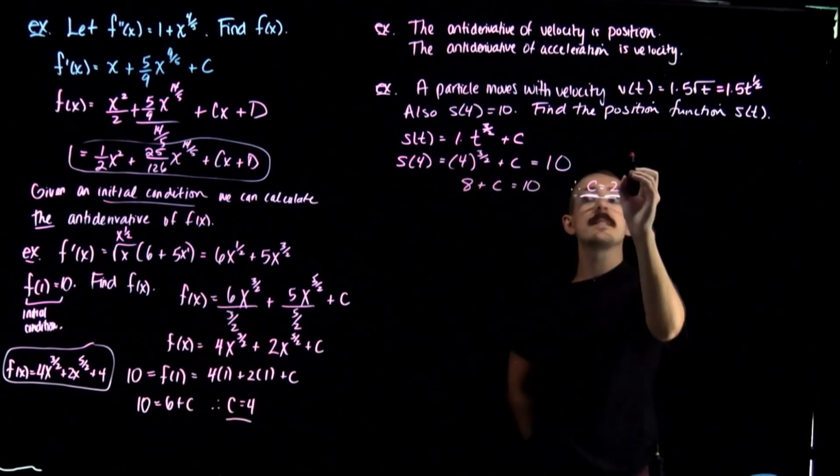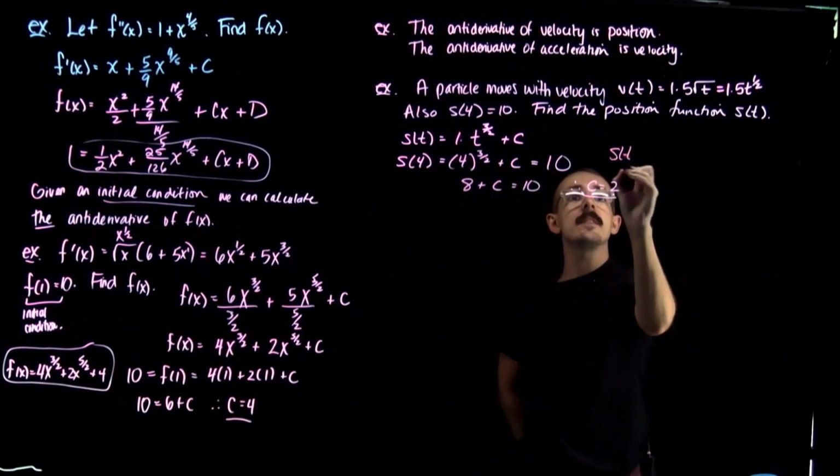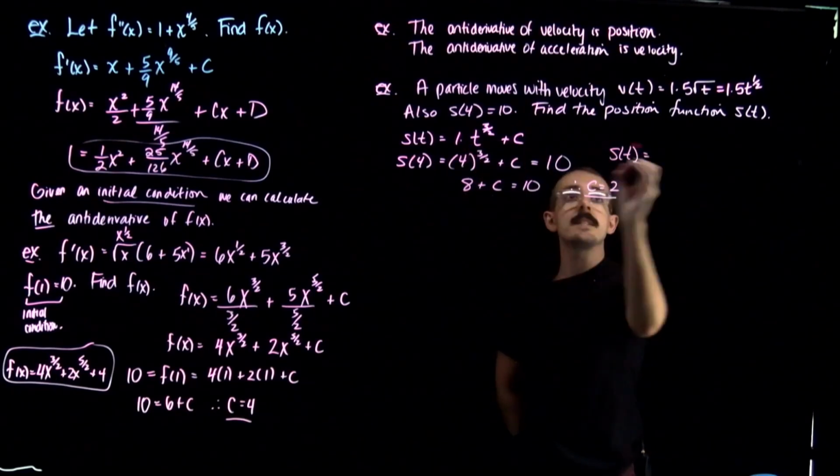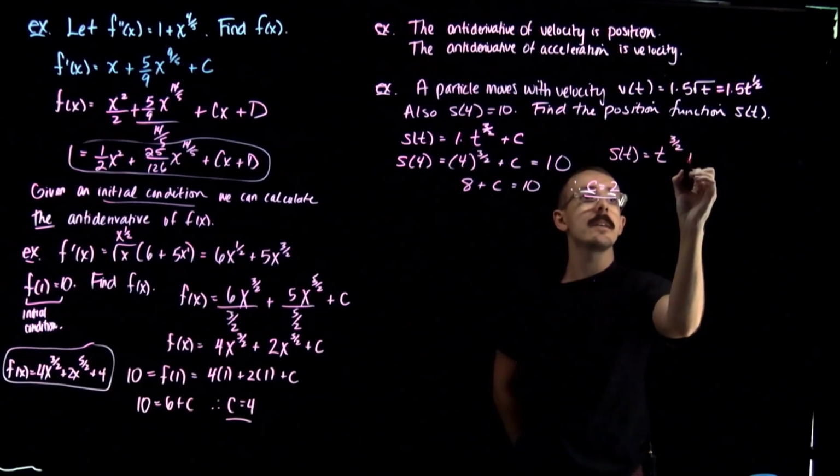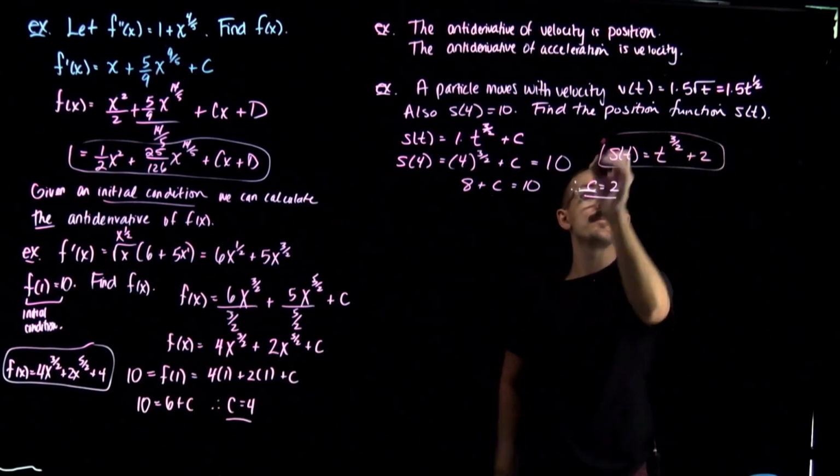And now that I have this, I can write the position function, which is going to be t to the 3 halves. And I get to plug in my c now. I go back and I plug it in, so plus 2.